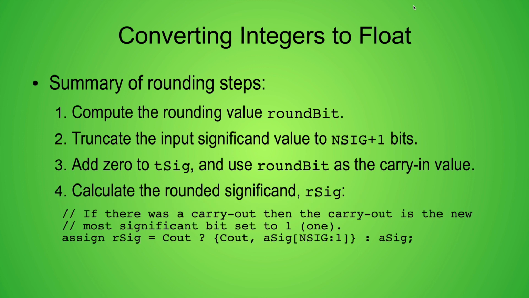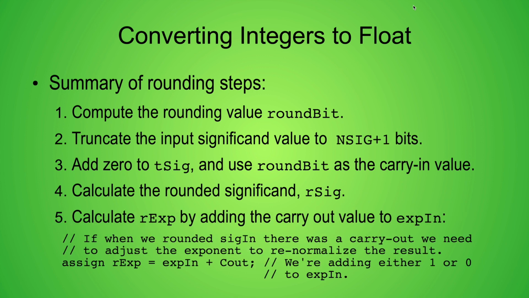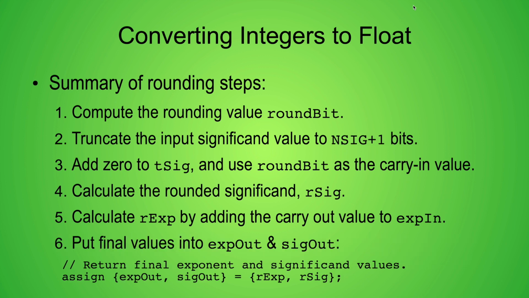Calculate the rounded significand. If the carry-out value from the addition, cout, is 0, we use the output of the addition as our rounded significand. Otherwise, we shift the output of the addition operand one place to the right and prepend the carry-out value. Use this value as the rounded value rsig. Calculate the value of rexp by adding the carry-out value to the input value expin. Assign the values rexp and rsig to expout and sigout respectively.